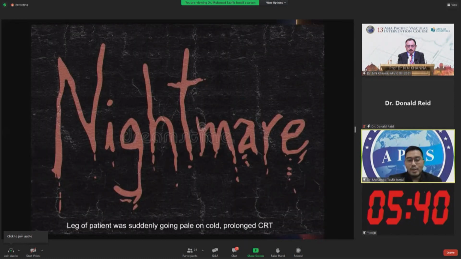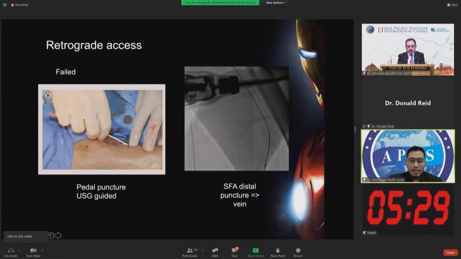And there was also a long capillary fill time. I tried to puncture the pedal artery using ultrasound guidance. Then I tried another puncture in the distal SFA, but I could not find the artery, and we just caused pain because from the ultrasound guidance we could not clearly see the flow of the artery.